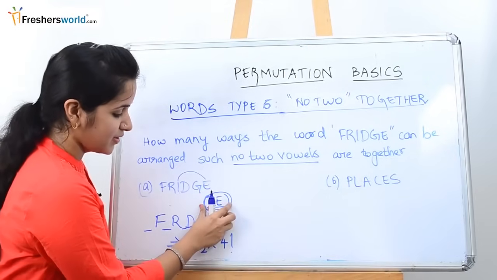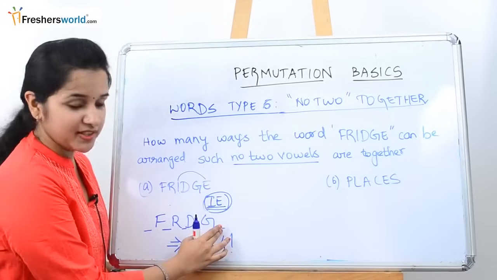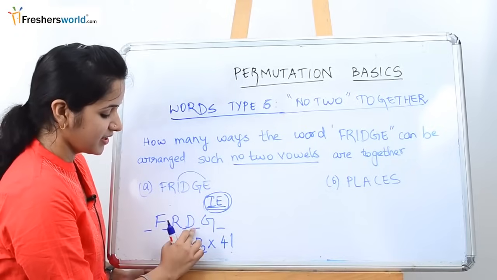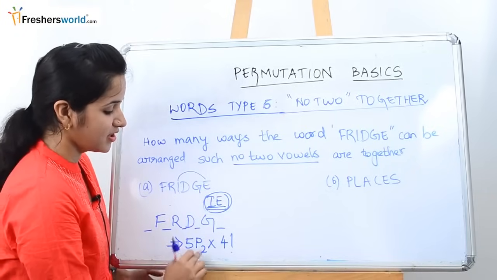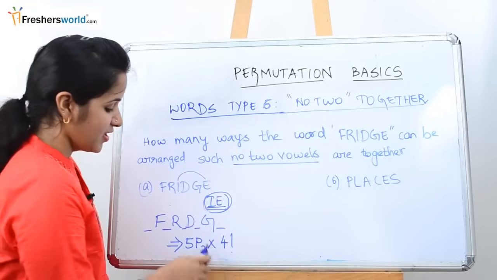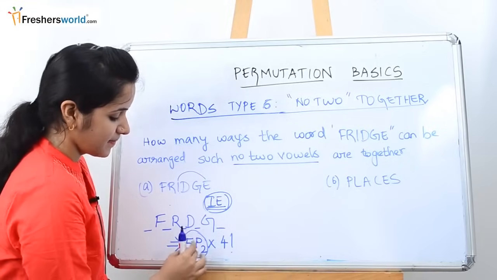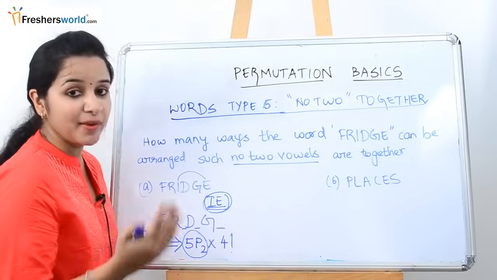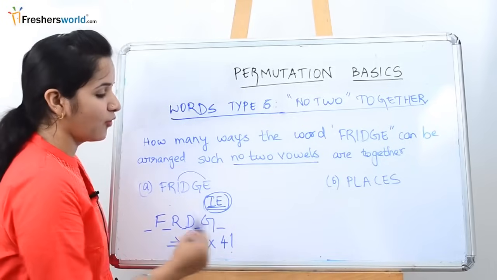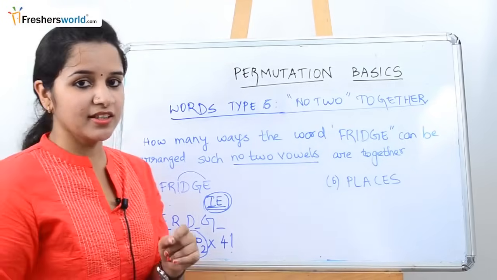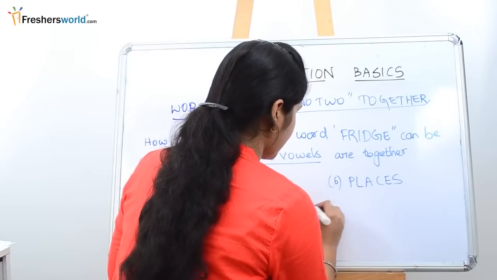As we club the vowels together, then we find the number of places. The only change here is there are 5 places in which I and E have to be arranged. So the change here is in this, into, as usual, the remaining consonants. They can be arranged in 4 factorial ways. Let's deal with another example to understand this concept.